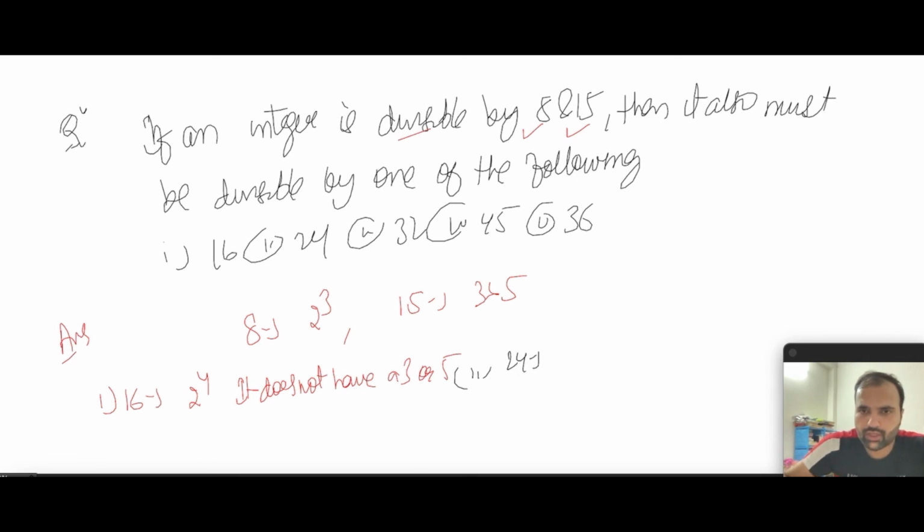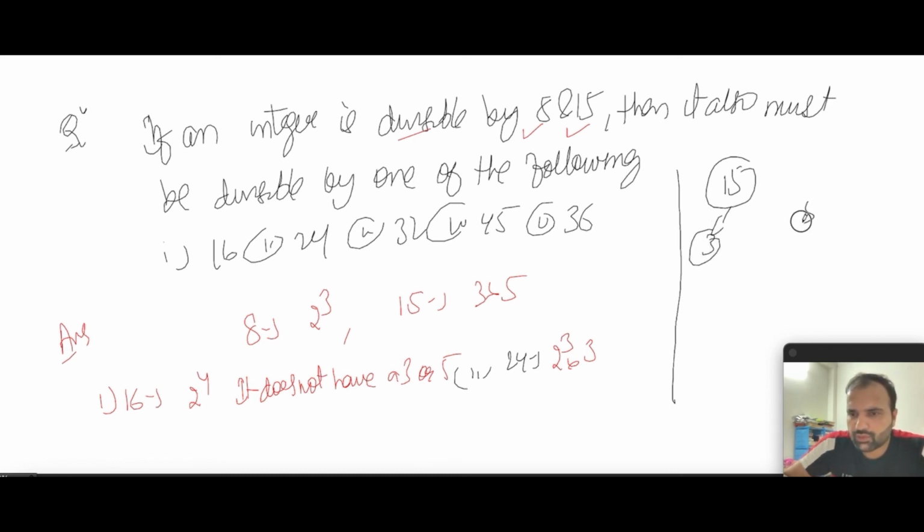Second, we have the option 24. So 24, again we'll write it: it is 2 cube into 3. Now again understand one more thing. Let's say we want to check if a number is a multiple of 15 or not. If we find that 3 is a factor, we need not check for the 5 as well, because 3 and 5 would make 15. So even if we can check one part, it would certainly mean that the other would also fulfill the criteria.